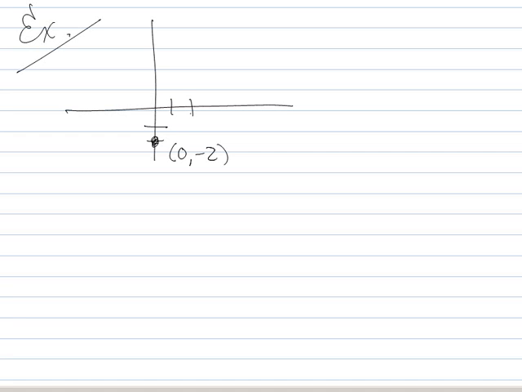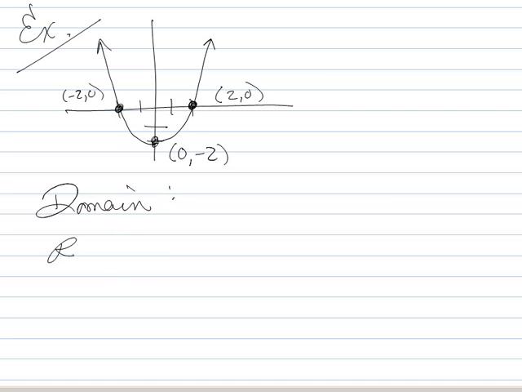So take a look at this one. We got this super fancy function. It's going to start down here at (0, -2). It's going to hit the x-axis at (2, 0) and (-2, 0). It's going to go up like this, over like that. Ooh, that was terrible. Excuse me. And over like that. Now see if you can figure out the domain and the range.